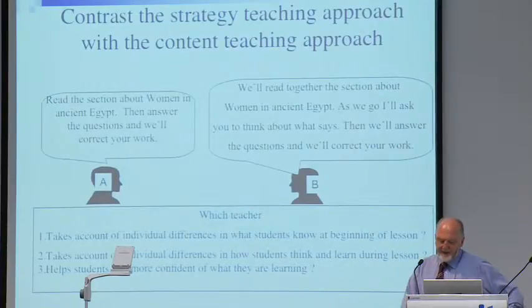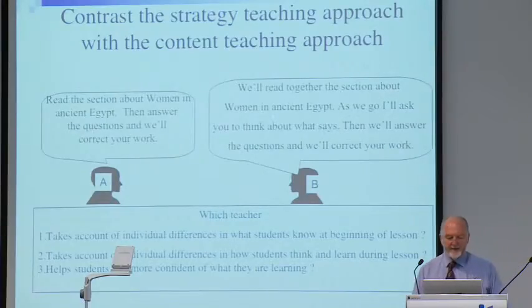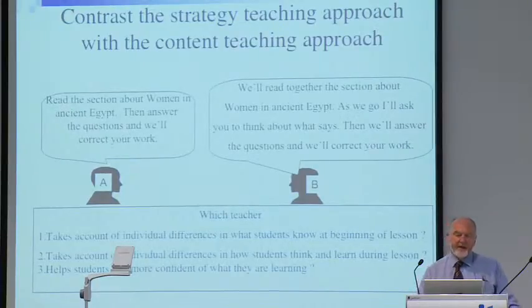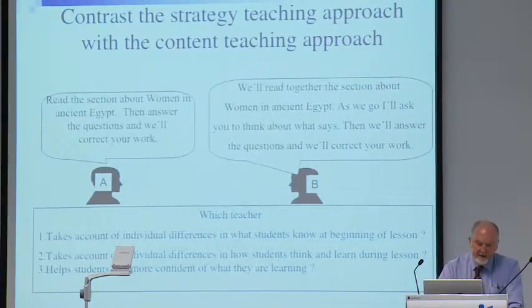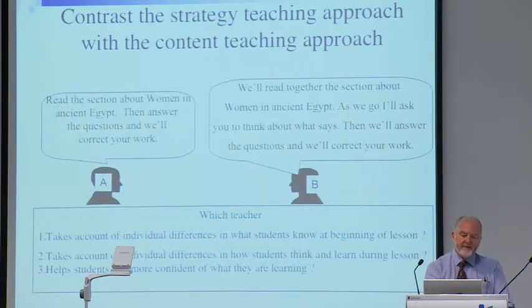Now, if we look at those 2 teachers, which teacher has taken account of individual differences in what students know at the beginning of the lesson? In Teacher A's class, there may well have been some children who already knew something about ancient Egypt, and some children who knew nothing. All the children read the text. Teacher A did nothing to bring together the students' existing knowledge.